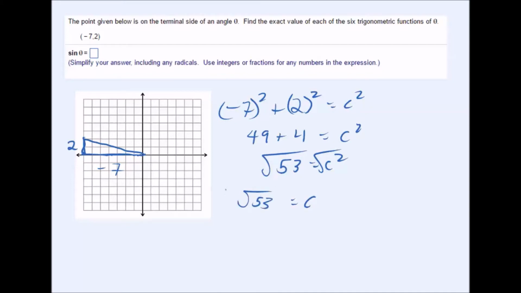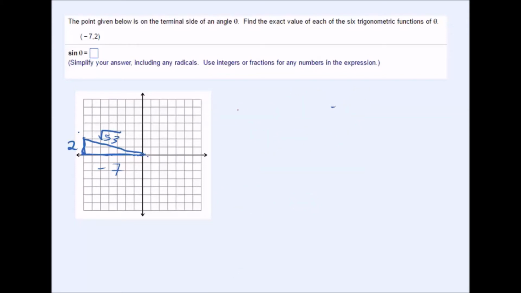And normally we would put plus or minus when we take the square root, but since we know that a distance has to be an actual positive number because it's a distance from this point up in the top left to the bottom right, we know that it has to just be positive. So even though we get positive and negative, we just assume for this case it's positive. Then we're ready to list the 6 trig functions.